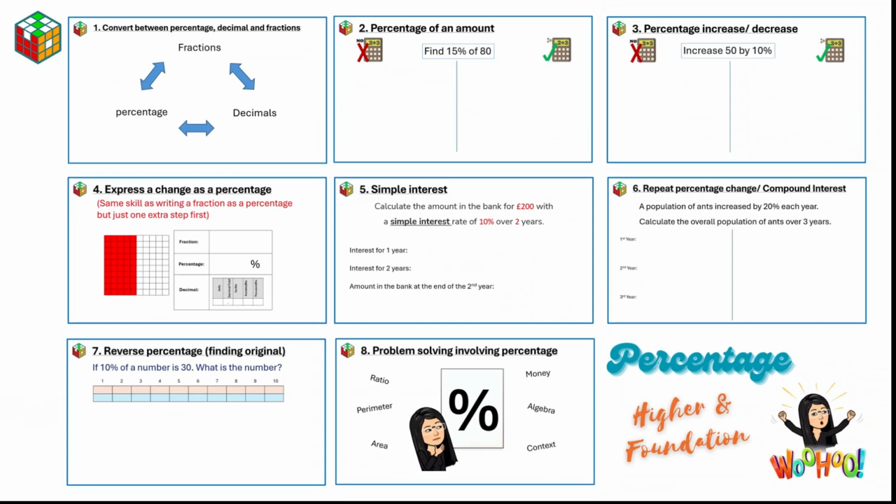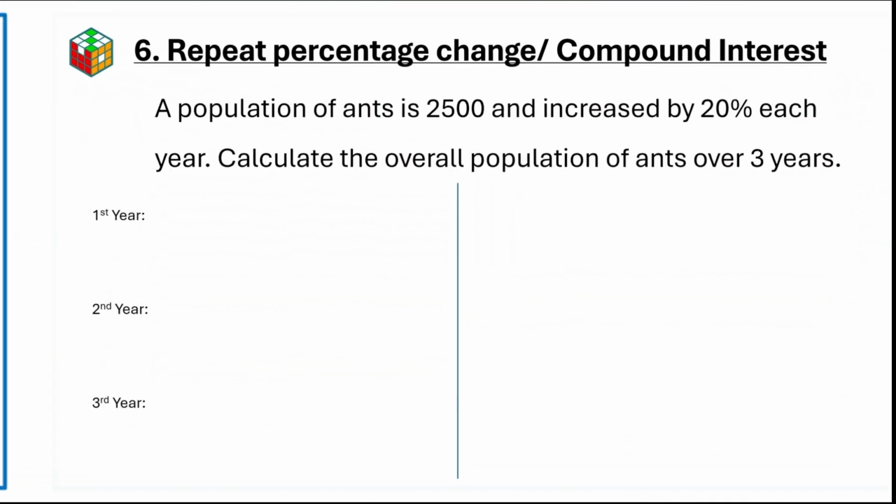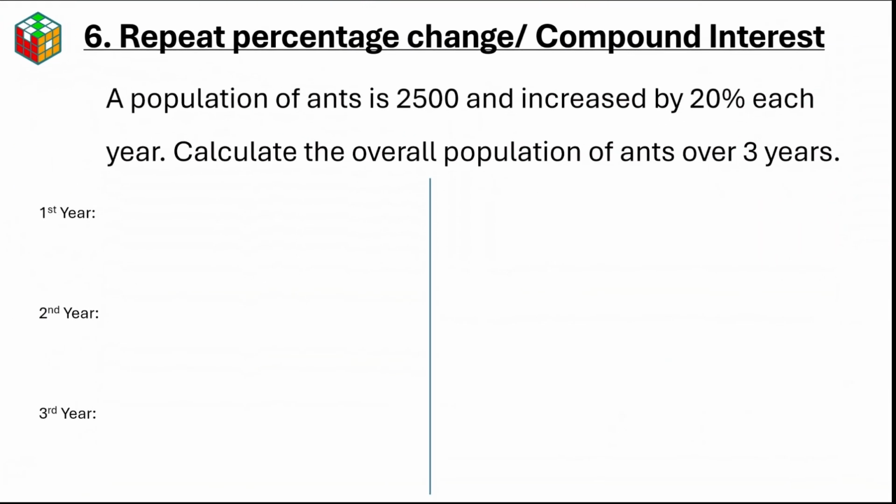Part 6. Repeat percentage change, and it's the same skill as compound interest. A population of ants is 2,500 and increased by 20% each year. Calculate the overall population of ants over 3 years. I can do a slower method, but an easier method is I break it down year by year. I'll show you how, and then I'll show you another method.